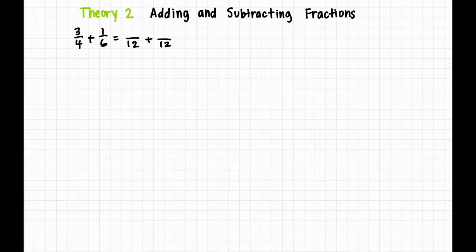Yeah. So since we multiplied 4 by 3 to get 12, we would also have to do 3 times 3 to get 9, right? Yeah. And since we did 6 times 2 to get 12, we would also have to do 1 times 2. Yeah, to get 2. So now we would add the numerators. So 9 plus 2 is 11, and then keep the denominator. And you're probably familiar with that already, right?